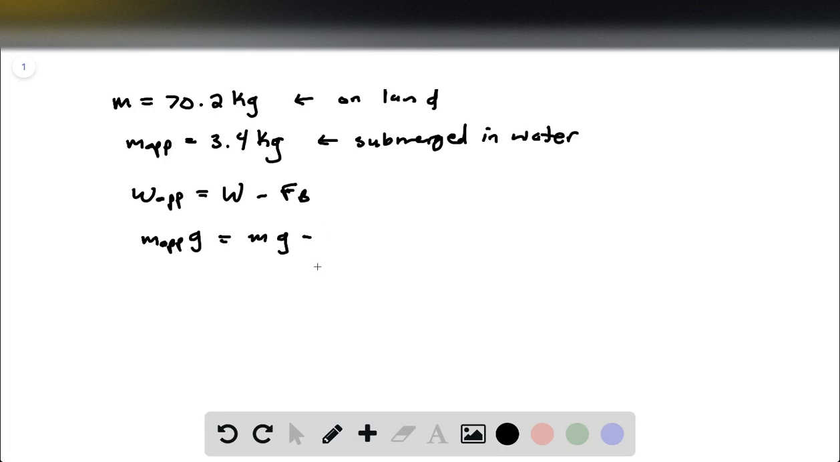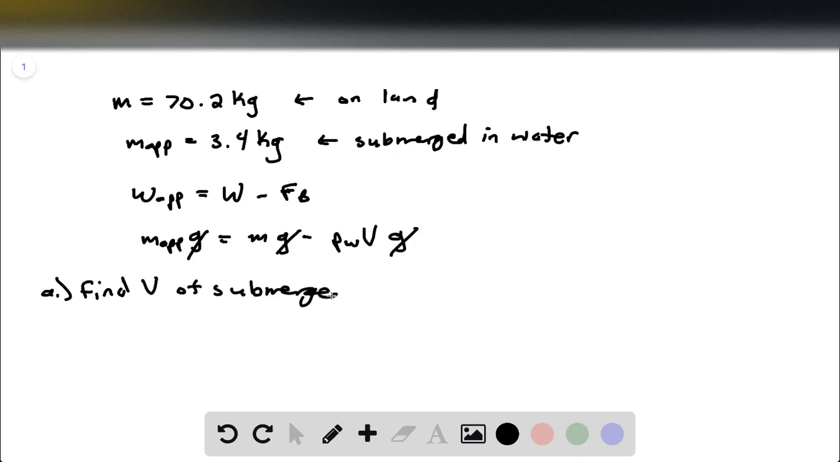And the buoyant force we can express in terms of an equation from Archimedes' principle. So that's going to be the mass of the fluid displaced times the acceleration due to gravity. And we know this person is in water, so we know that this mass is really the density of the water times the volume of the person. So that's the mass of the fluid displaced times g. So you'll see that we can cancel out g, the acceleration due to gravity. And the first part of this problem, what we want to do is find the volume of the submerged athlete.